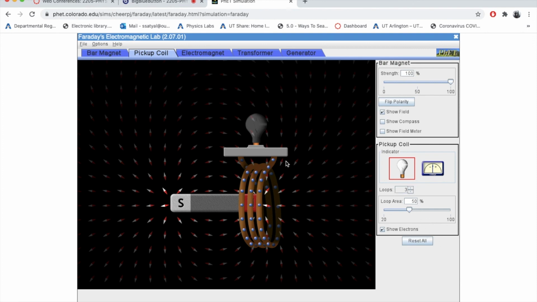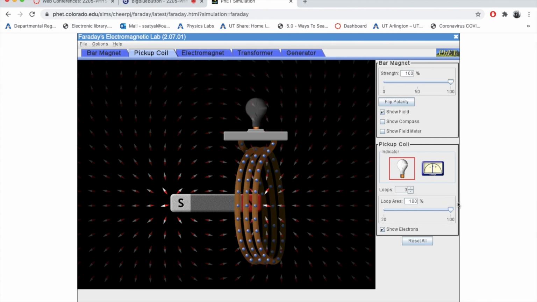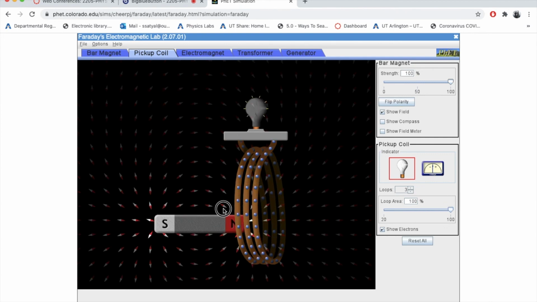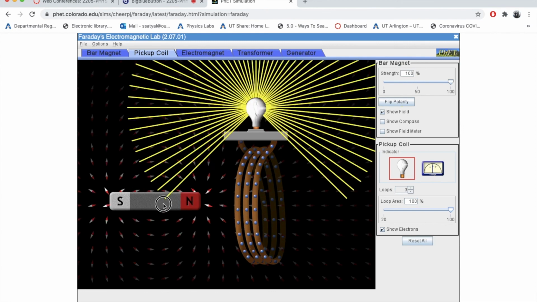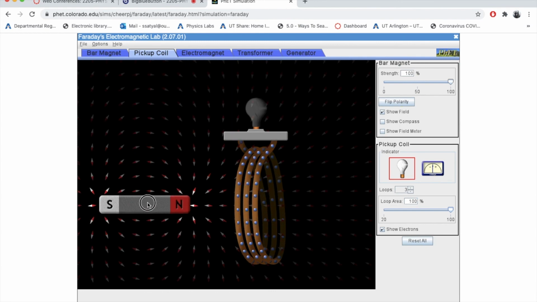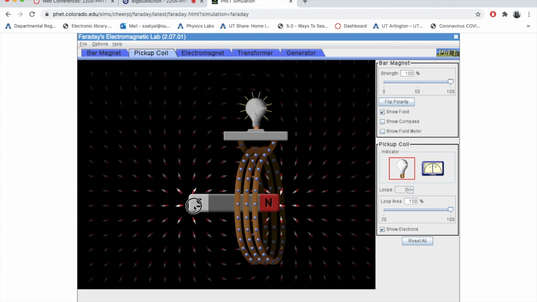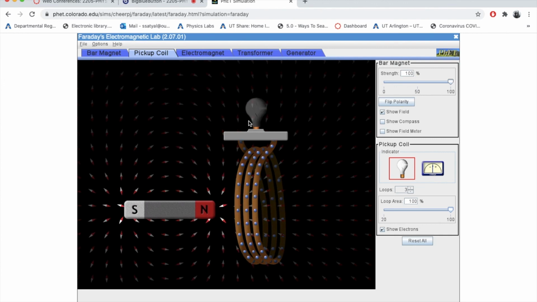So what's the other way to increase induced EMF? I can also change the area, right? Let's make the area 100%. So now the area is big, meaning more magnetic flux is passing through the loop. Flux is BA cosine theta. So hence I have a much brighter light bulb.